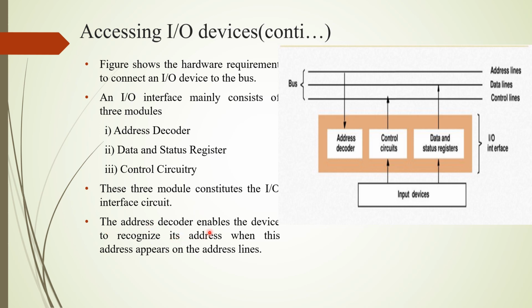The address decoder enables the device to recognize its address when the address appears on the address lines. Whenever the processor wants to communicate with the IO device, it places the address of the IO device on the address line. The address decoder decodes the address. The IO device analyzes this address. If it is related to it, it starts responding to the signal sent by the processor.